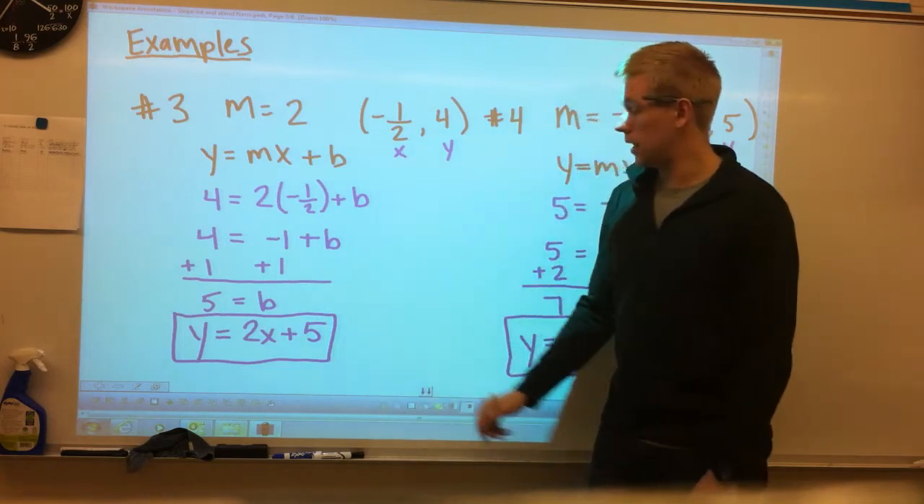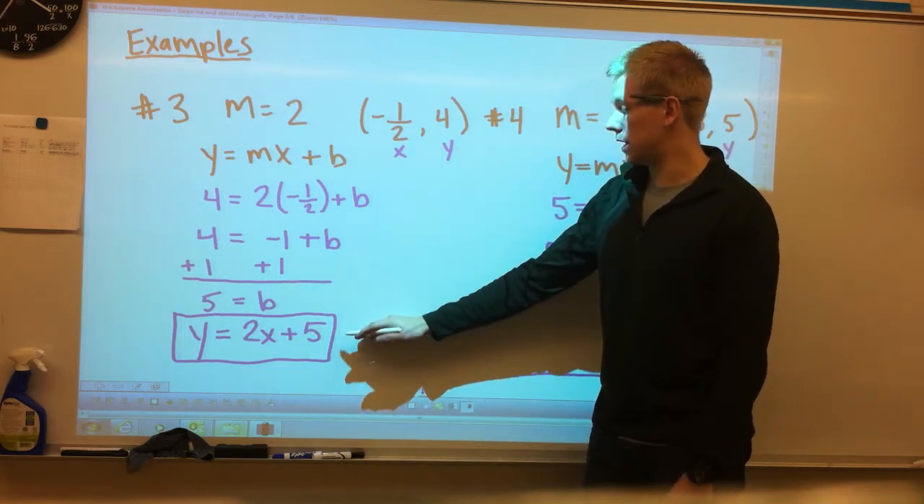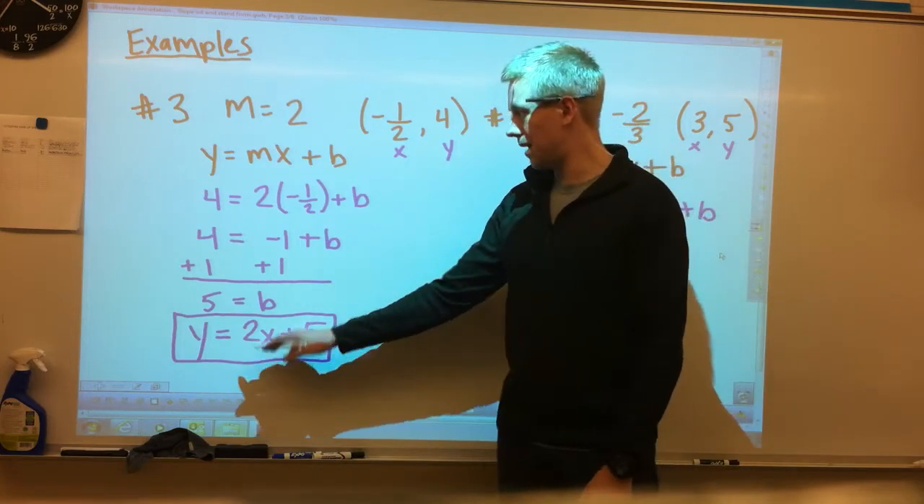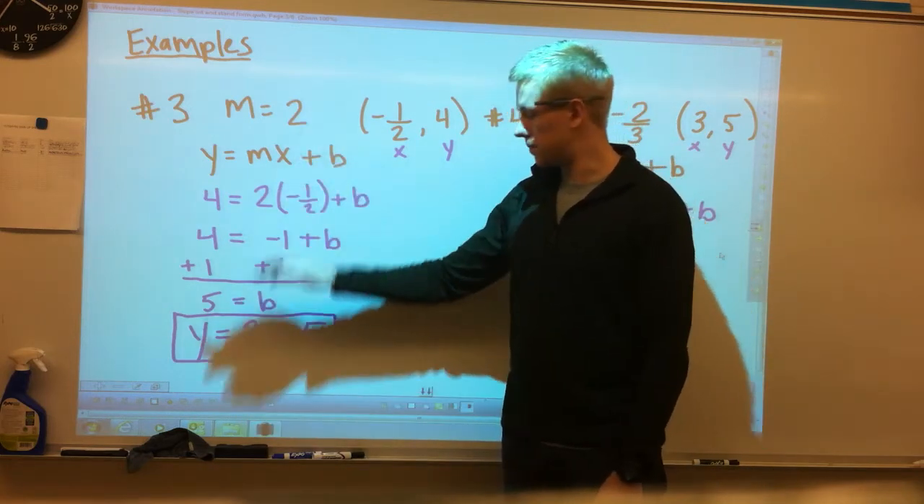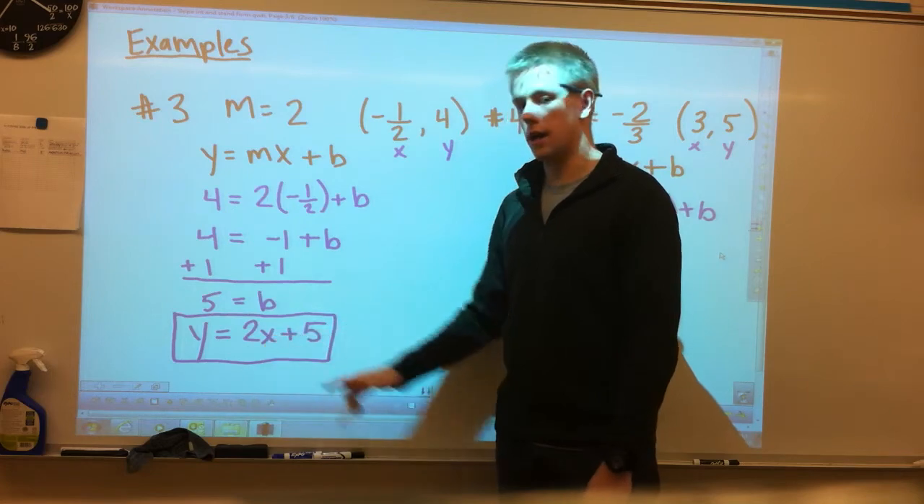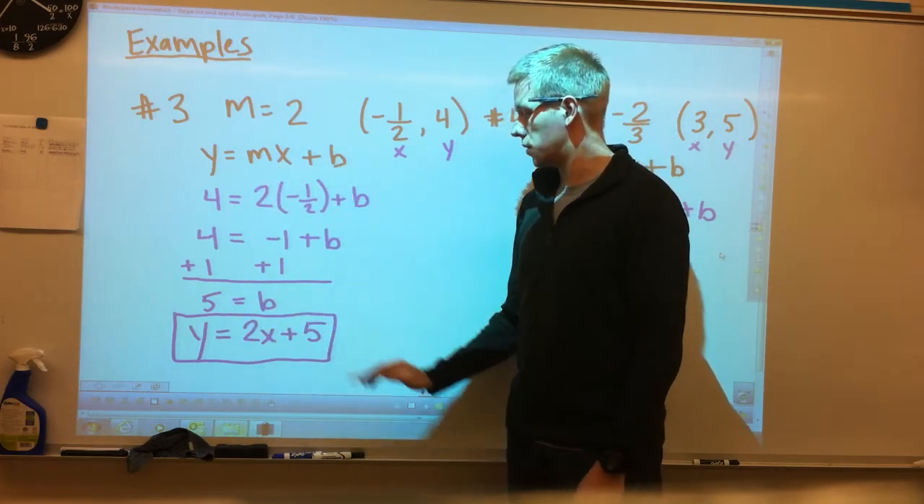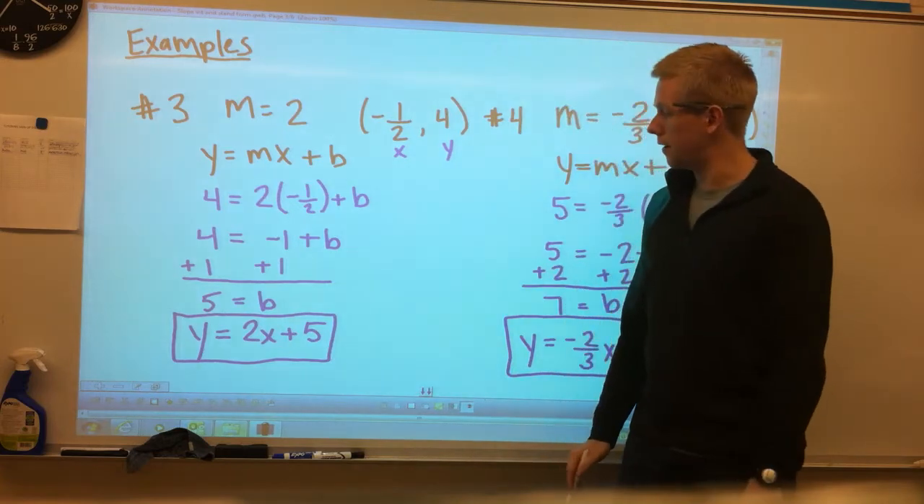From there, I'm going to plug it into y equals mx plus 5. That is my b spot, so I'm going to plug that 5 in there. My 2 came from my slope originally. So I just plugged my 2 in front of my x because I know that's where it belongs. My 2 is my m, so it goes in front of my x. So I have y equal to 2x plus 5.